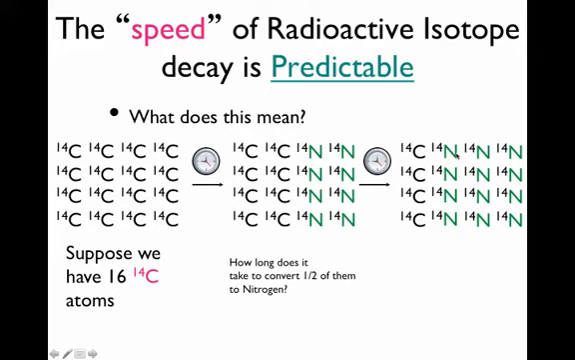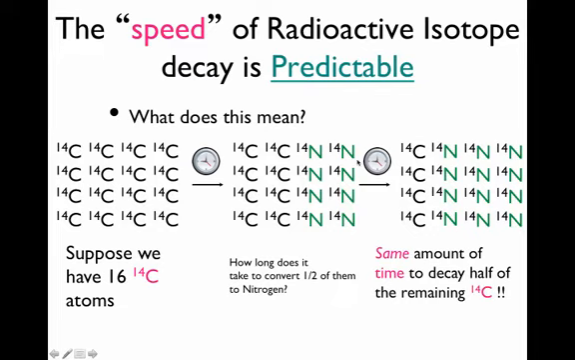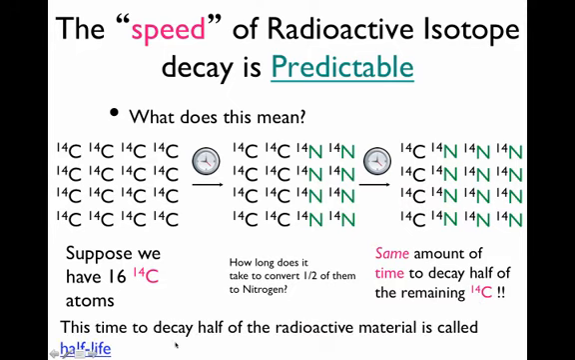But it is true. It takes a certain amount of time for half of the radioactive isotopes to decay. And it doesn't matter how many halves you have already decayed. In other words, it takes the same amount of time to decay half of the remaining carbon-14, no matter how many halves have previously decayed. And there's a special term for this, which you may have heard, and I mentioned this in a previous slide in a previous section. The time to decay half of the radioactive material is called the half-life of that radioactive isotope.